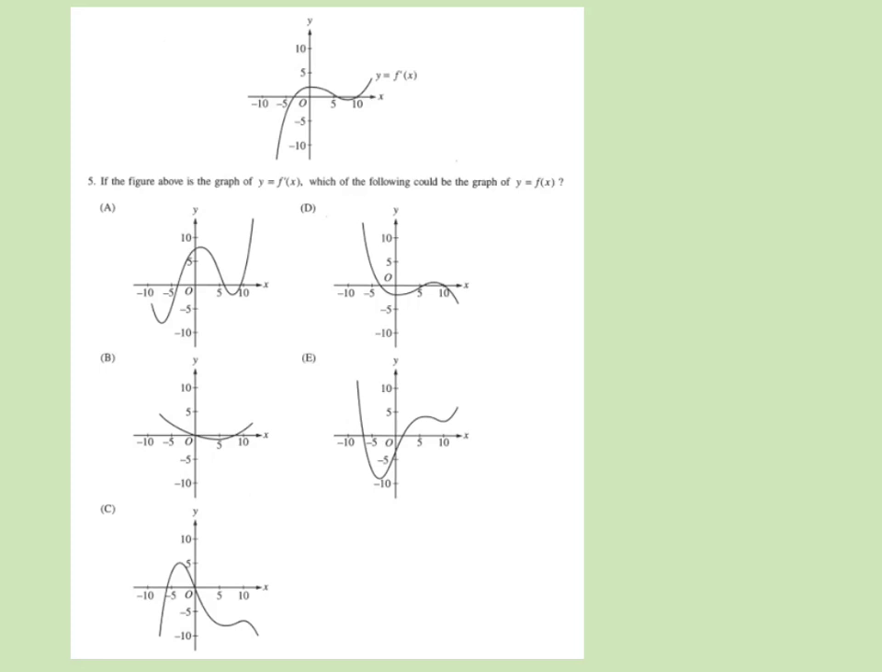Let's try another problem. This one asks us to go backwards. So we're given f prime, and we have to figure out which of the following functions could be the graph of f. So looking at f prime, we see 3 points where f prime is equal to 0. Those are going to need to correspond to horizontal tangent lines. So when x equals -3, 6, and 10, we're going to have horizontal tangent lines.